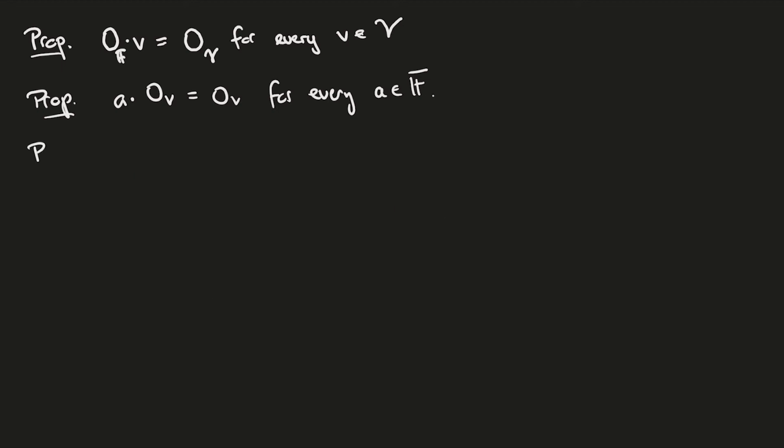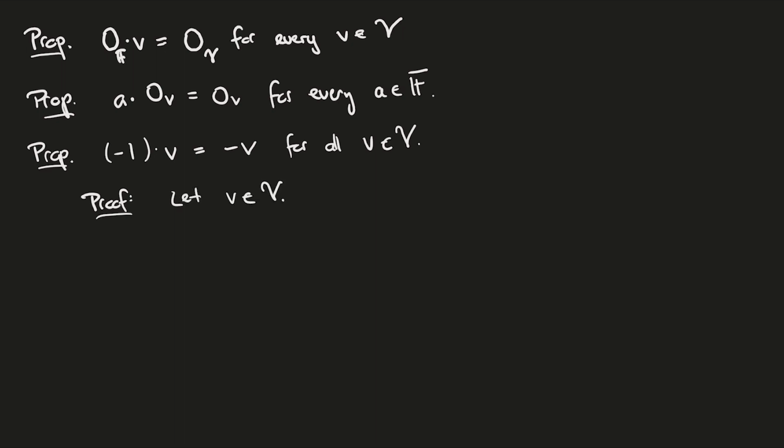Our final proposition concerns how minus 1 interacts with scalar multiplication. It states that scalar multiplying a vector by minus 1 gives back the additive inverse of that vector. To show this, let's take an element v of v. We now want to show that minus 1 times v is the additive inverse of v. So we do this by seeing if minus 1 times v satisfies the defining property of an additive inverse of v. So we need to check that v plus minus 1 times v is 0.